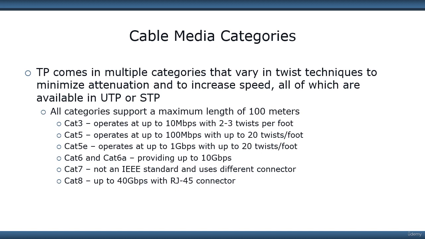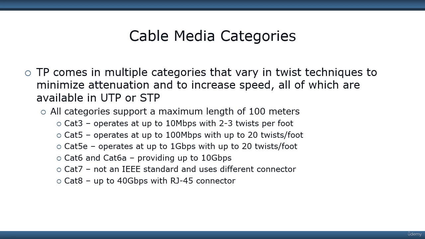Cat6 and Cat6a up to 10 gigs. Cat7, not really an IEEE standard, was never actually fully ratified. It uses a slightly different connector. Cat8 goes back to the RJ45 connector, which is the common one, and gives us 40 gig Ethernet, up to 40 gigs per second. So I would know the speeds. That's basically what we need to do.